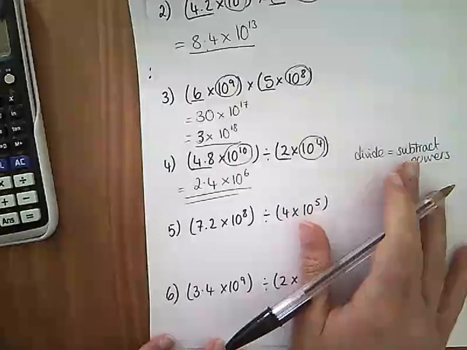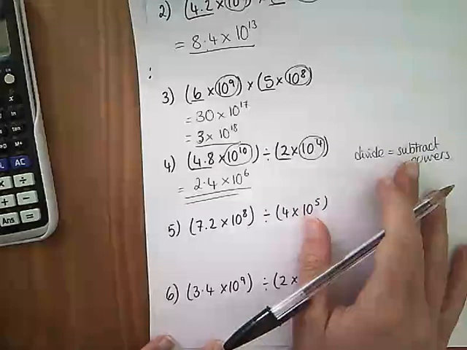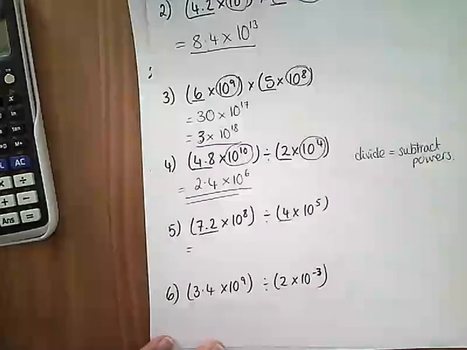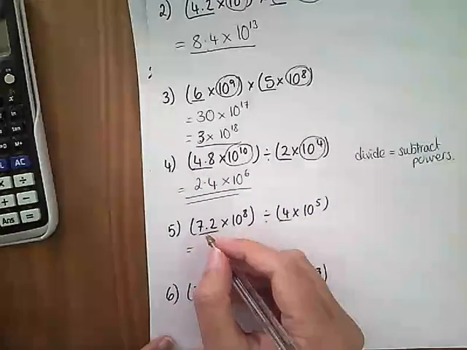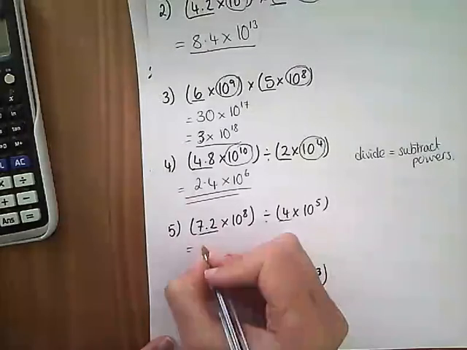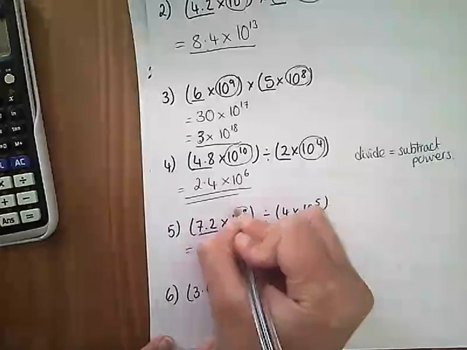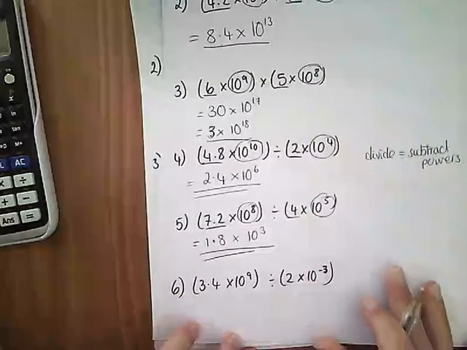Is that in standard form? Yes, it is. Hunky-dory. Okay, then 7.2 divided by 4. Don't forget when you divide by 4, you half it and half it again. So I think of, okay, 72 divided by 2 is 36, divided by 2 is 18. So 7.2 divided by 4 is 1.8. Then we're subtracting our powers. 1.8 times 10 to the 3.